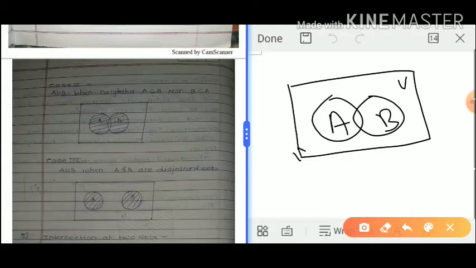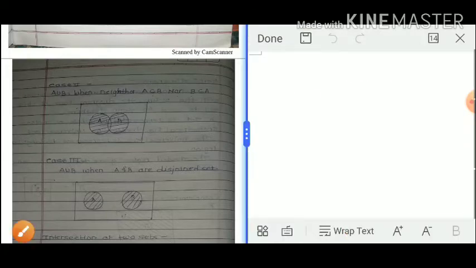A union B means all the elements of A, all the elements of B, and all the elements which belong to both A and B, meaning the common elements. This common region is also shared. This is A union B when neither A is a subset of B nor B a subset of A. Are you understanding? Okay, next.